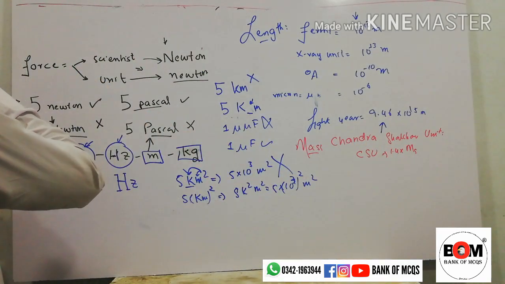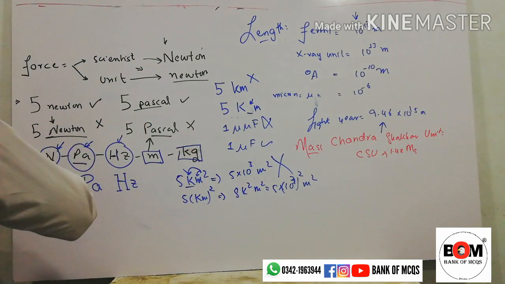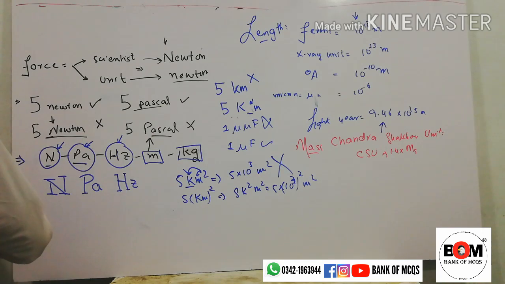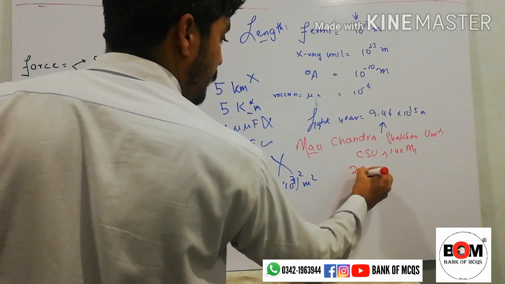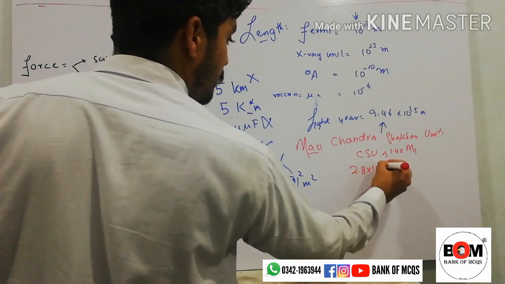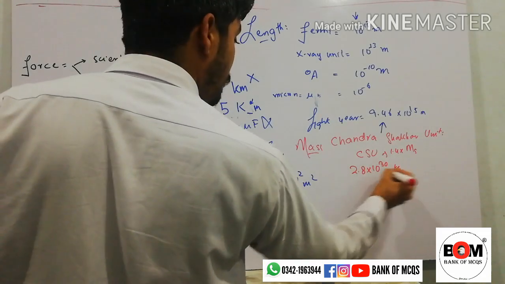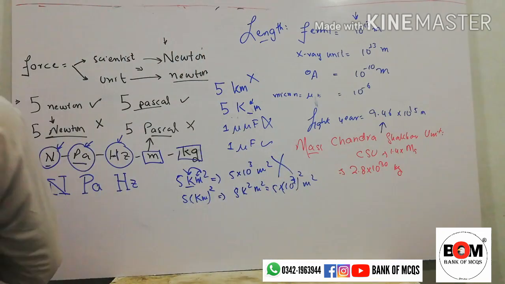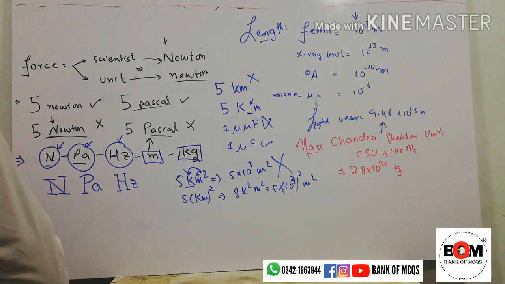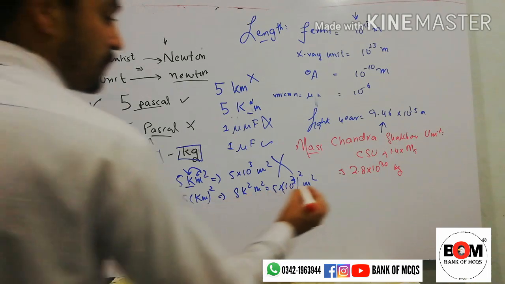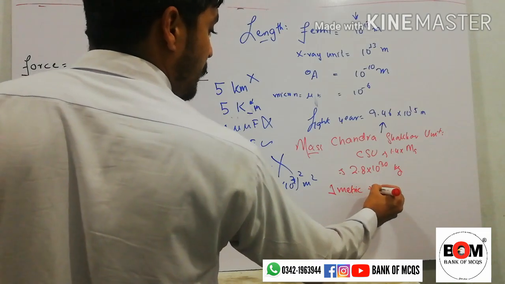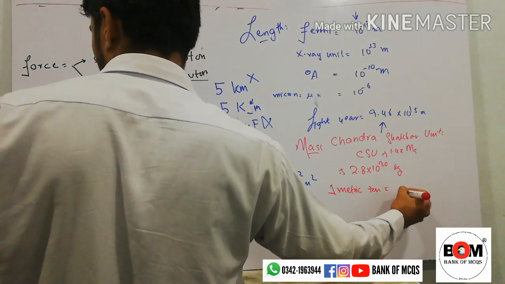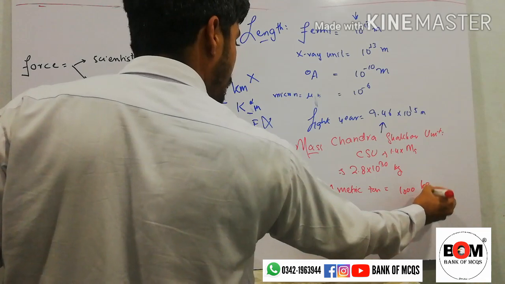Its value is equal to 2.8 multiplied by 10 raised to power 30. 2.8 multiplied by 10 raised to power 30 kg is one Chandrasekhar unit. That is the largest unit in mass. The next is metric ton. So 1 metric ton is equal to 1000 kg.